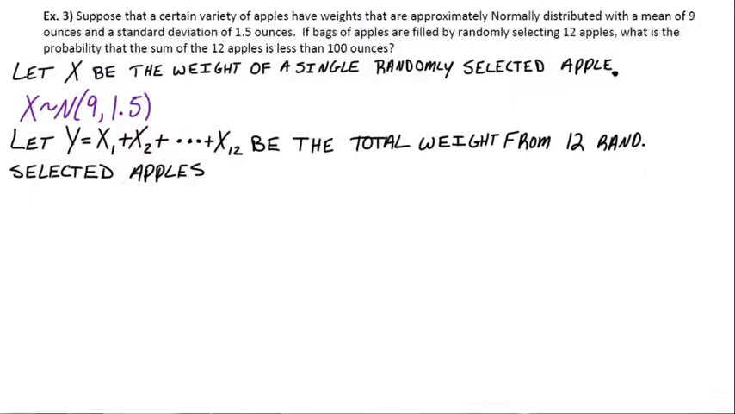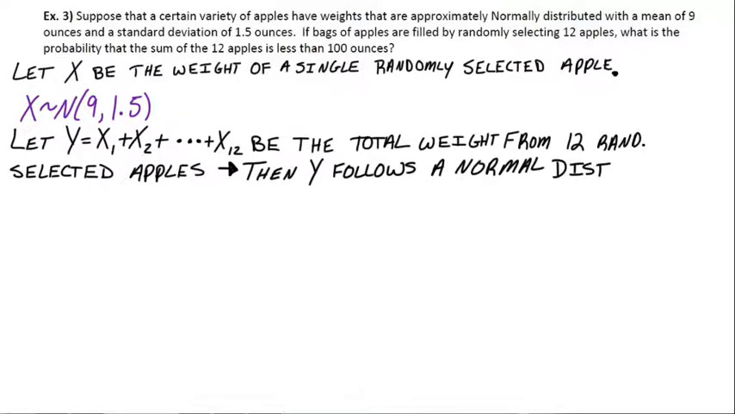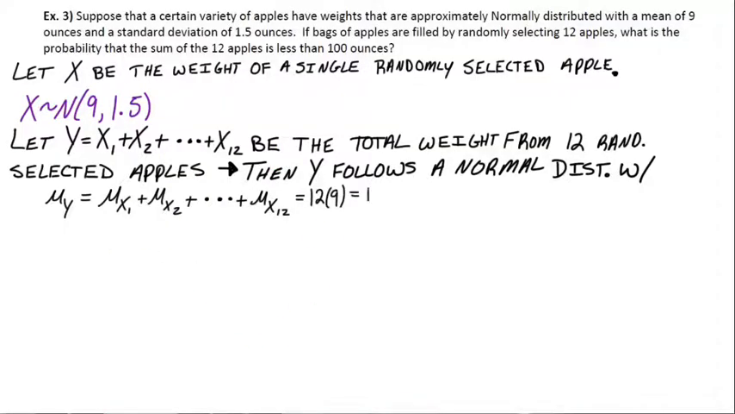And as far as a normal calculation goes, we need to confirm the shape, the center, and the spread. Well, Y should still be normally distributed because the 12 apples you're using come from a normal distribution. So Y is still following a normal distribution. And then the mean of Y, we add those 12 apples up, would just be the mean of X 12 times, right? So mean of X for the first one plus mean of X for the second one. So 12 times the mean of X, which is 12 times 9, or 108 ounces.